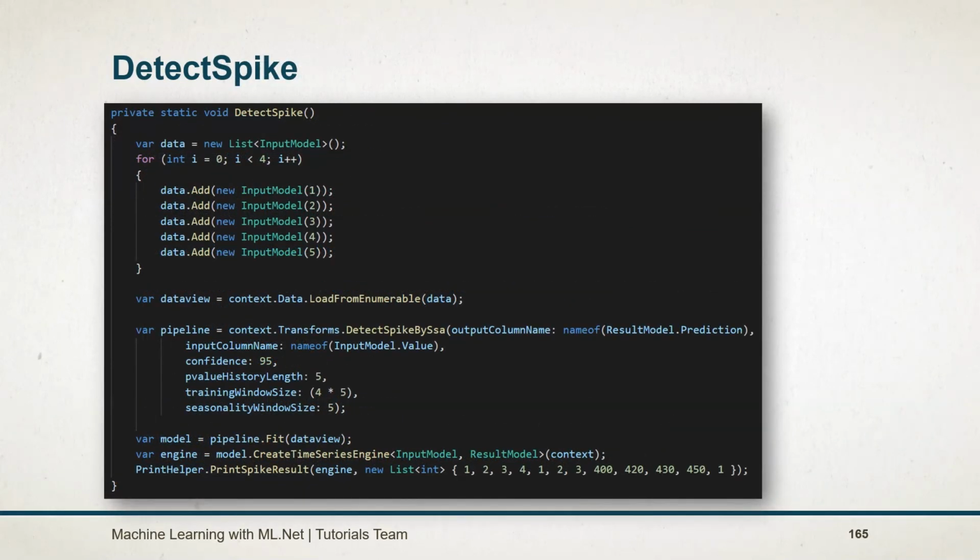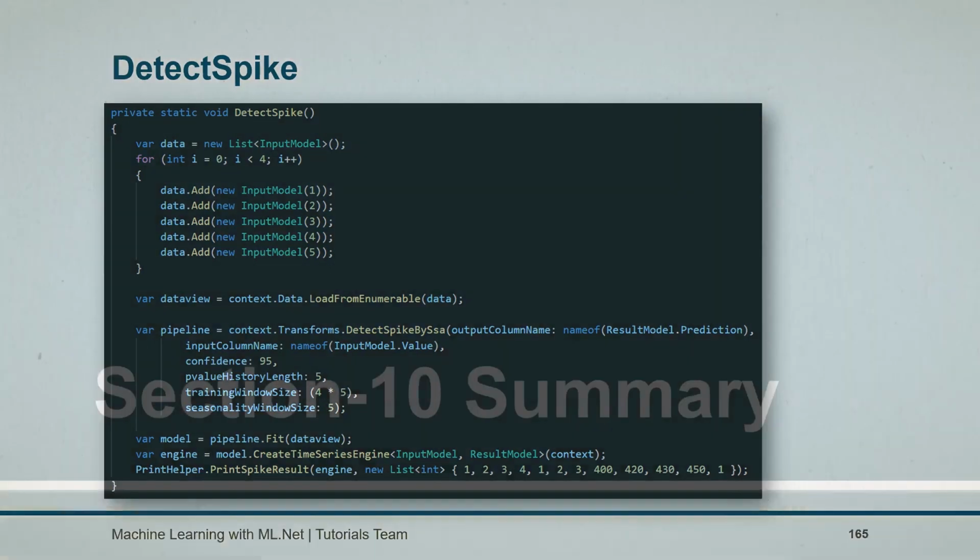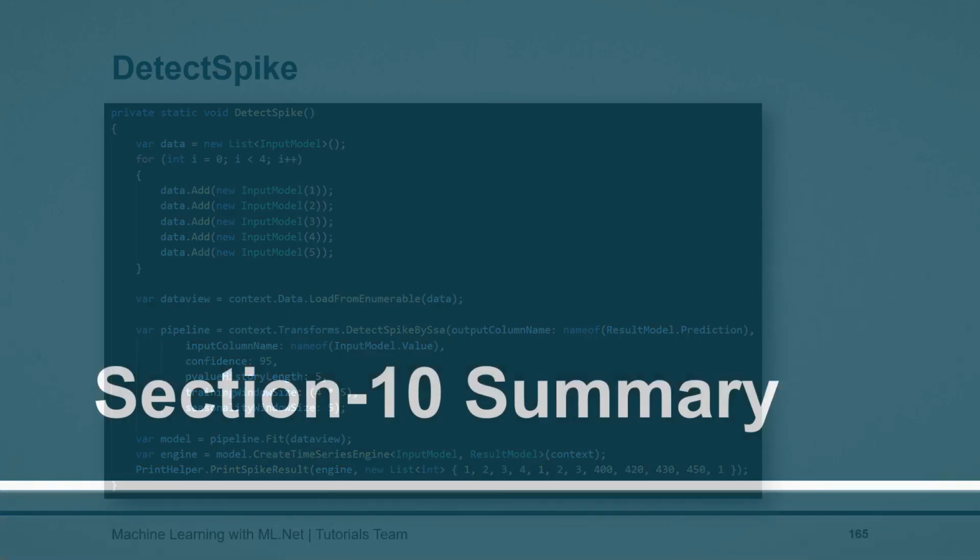We can also determine the spike in the data using the detect spike by SSA method. Here we need to give the values for the training window size, seasonality window size, and p-value history length.